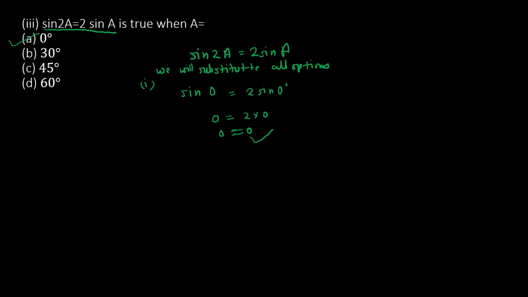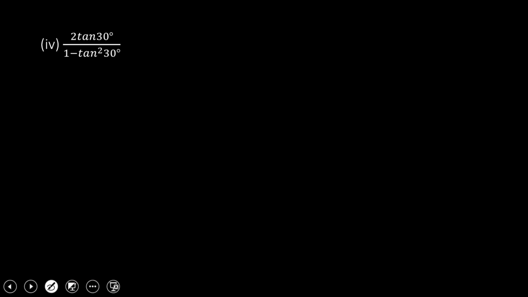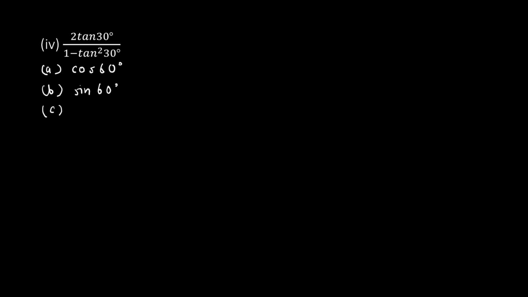Now let's move ahead to the fourth. I have not written all the options of the fourth, so firstly I will write the options. The first option is cos 60. The second option is sin 60. The third option is tan 60. And the fourth option is sin 30 degree.